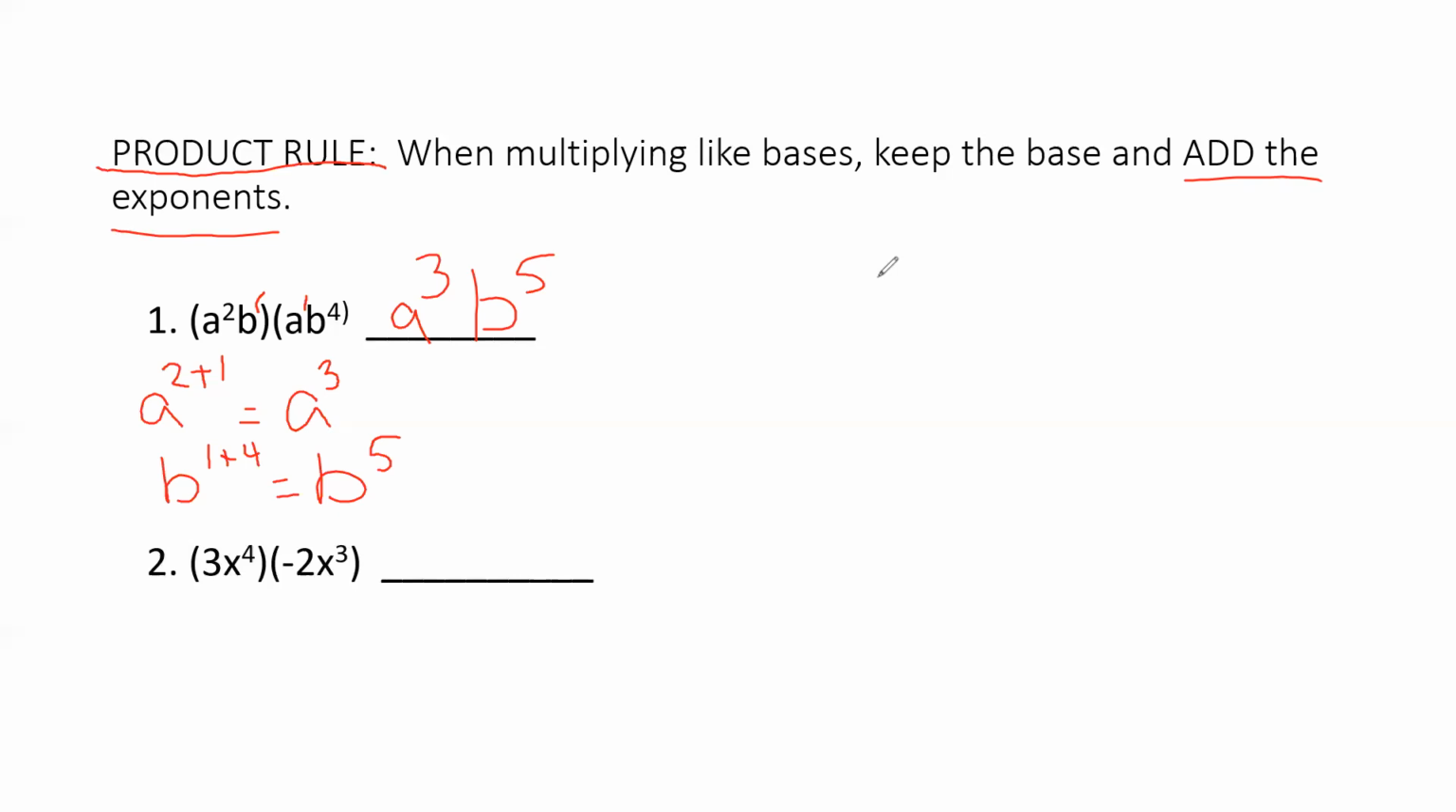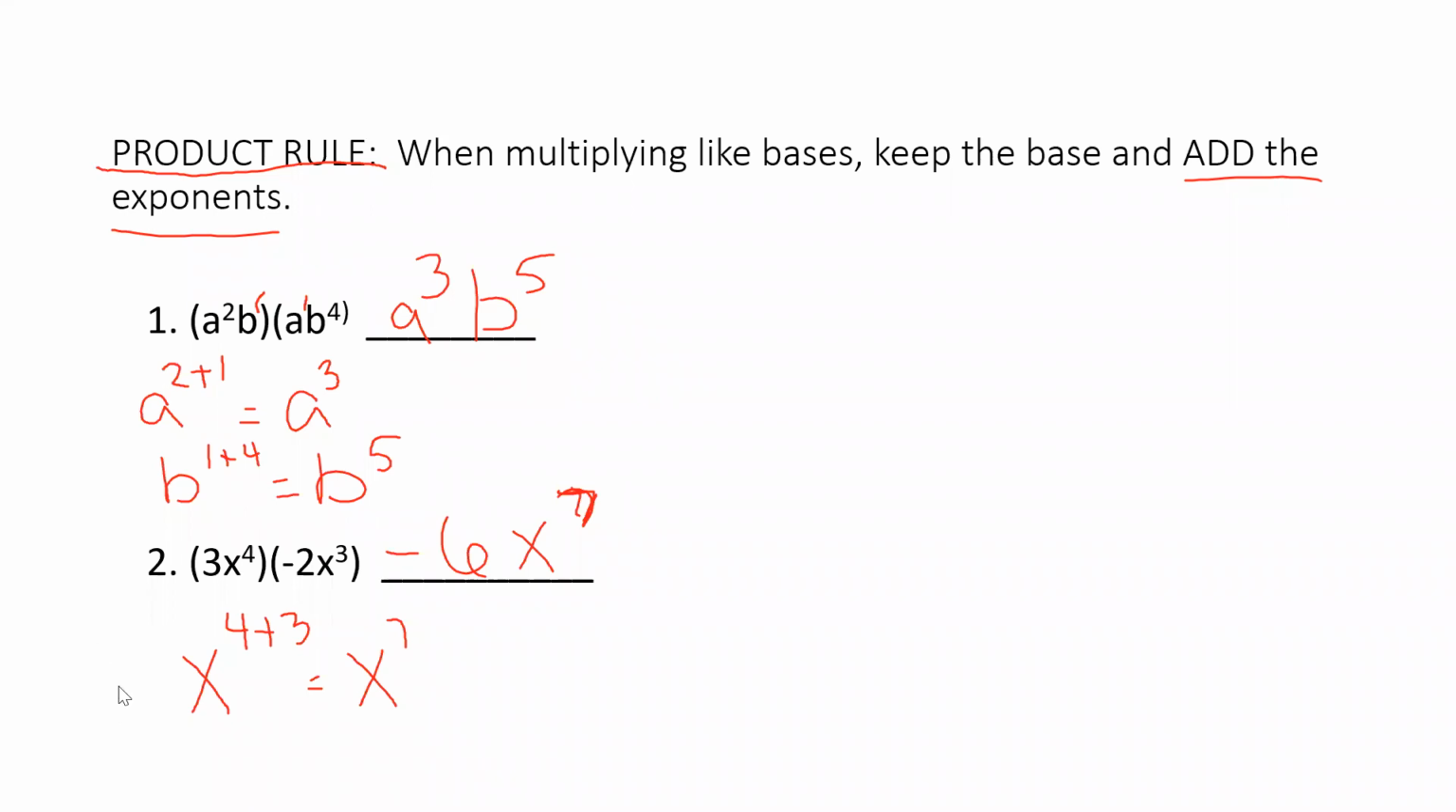3 times -2 is -6. Now let's look at our x's. We are adding like bases, they're both x's, so we can add them together. 4 plus 3, x to the seventh. So that's the product rule. "D in product, D's in add" is how I like to remember it.